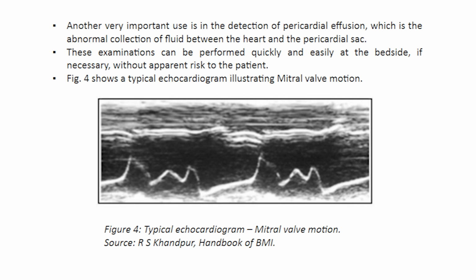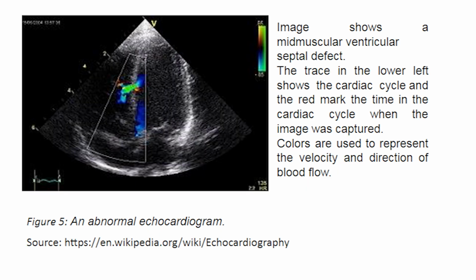Another very important use is in the detection of pericardial effusion, which is the abnormal collection of fluid between the heart and the pericardial sac. This examination can be performed quickly and easily at the bedside if necessary without apparent risk to the patient. Figure 4 shows a typical echocardiogram illustrating mitral valve motion. Figure 5 shows an abnormal echocardiogram. Image shows a mid-muscular ventricular septal defect.